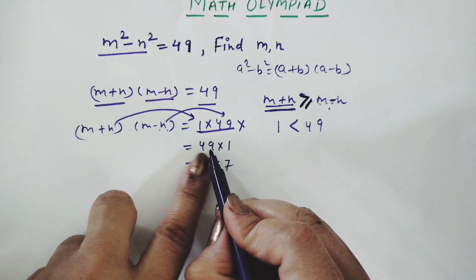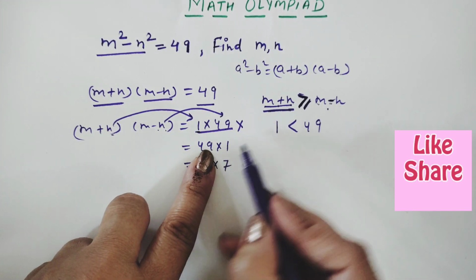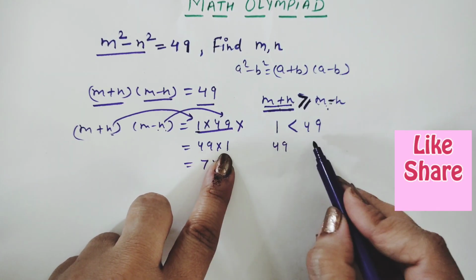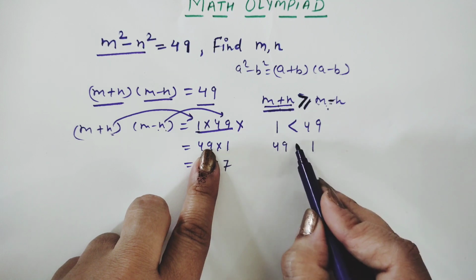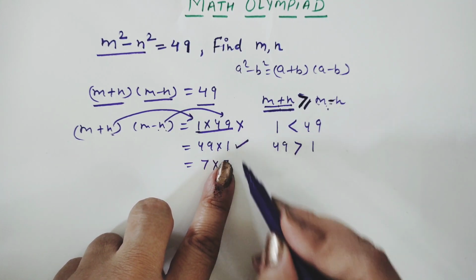Now the next one: m plus n is 49, and m minus n is 1. So 49 is greater than 1. Yes, it is greater than 1, so this is the correct way.